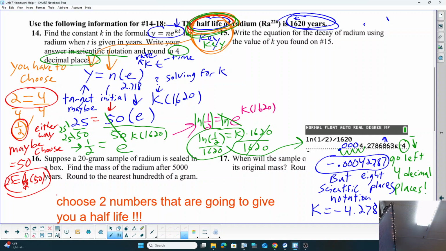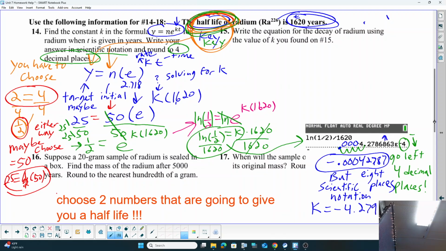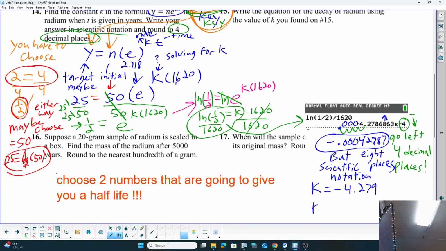Cool. So let's see here. 4278. I mean, technically that's more than 3. Okay. So 427. Sorry, I'm just trying to decide. So 4279. Or you could also do like k equals negative 4.2787, and that 7 will round up to an 8.